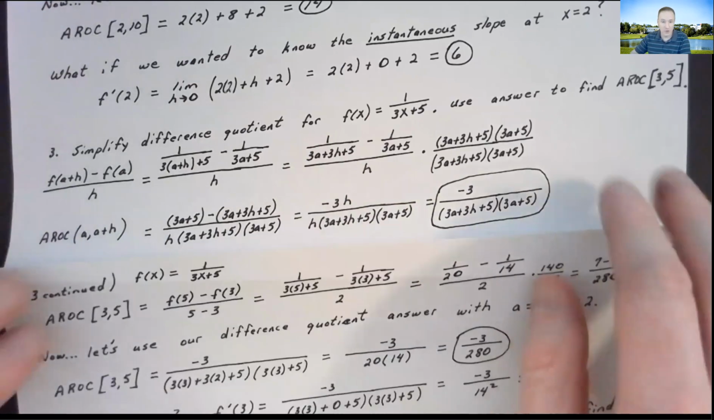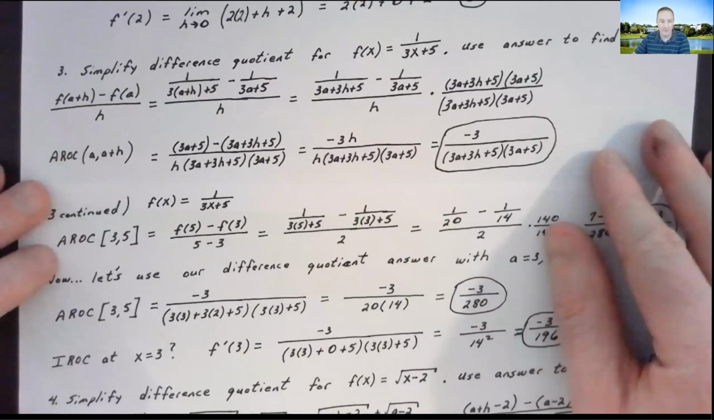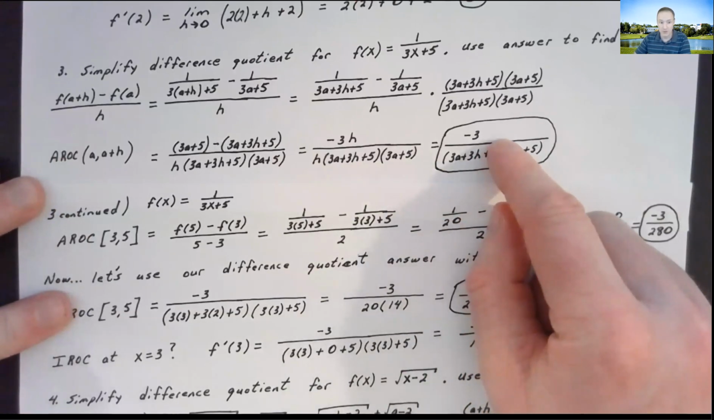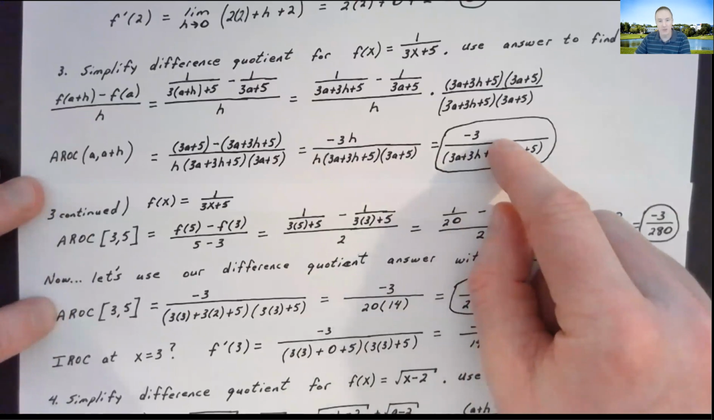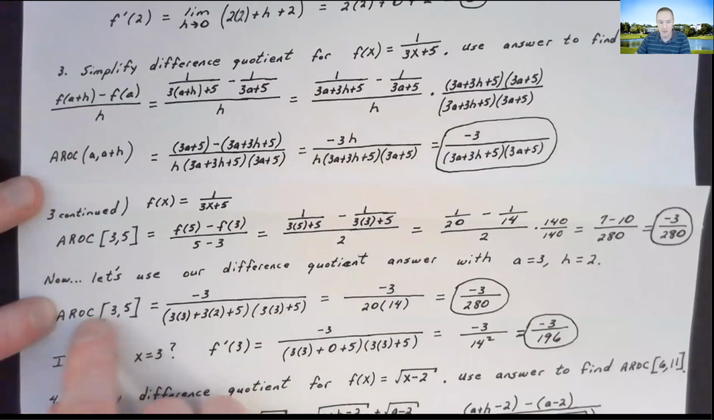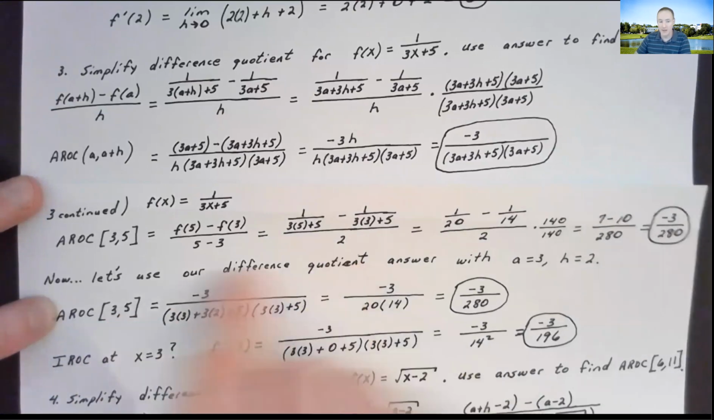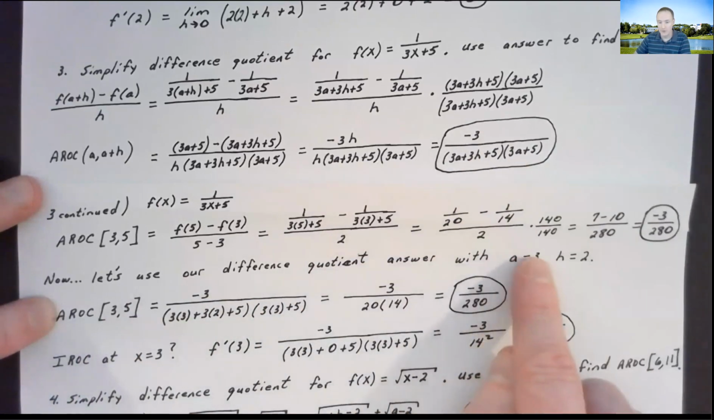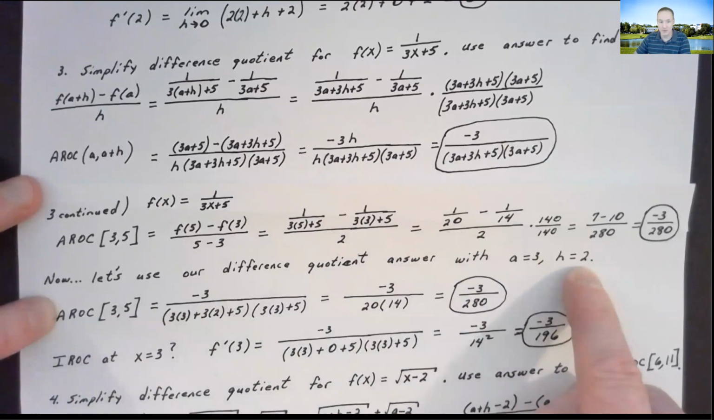Let's now show what would happen if we used our difference quotient solution to get towards that average rate of change. Now, please remember, if you're trying to find the difference quotient solution, A is always your starting point. A is 3 in this problem. H is just the distance between your two x values, so H is 2. So that's why I said let's use our difference quotient answer right here with A equal to 3 and H equal to 2.